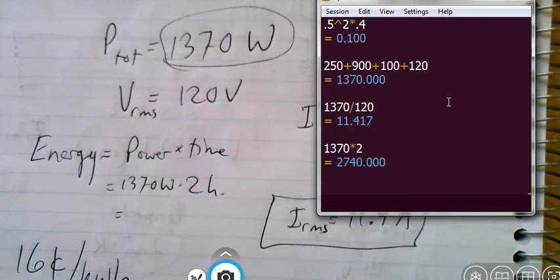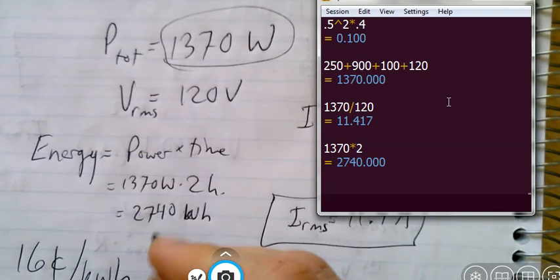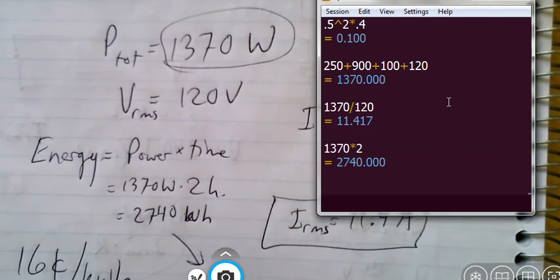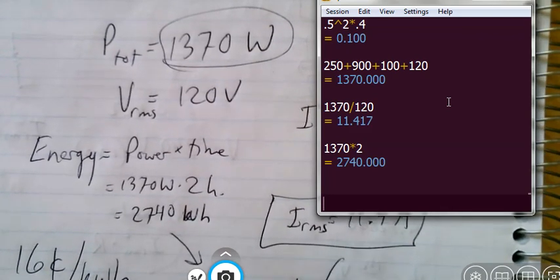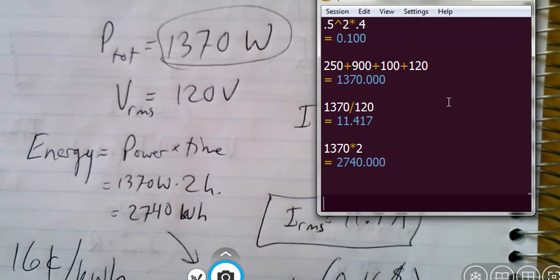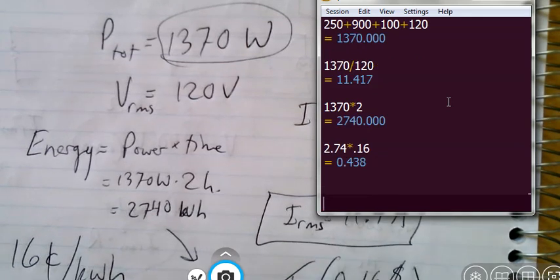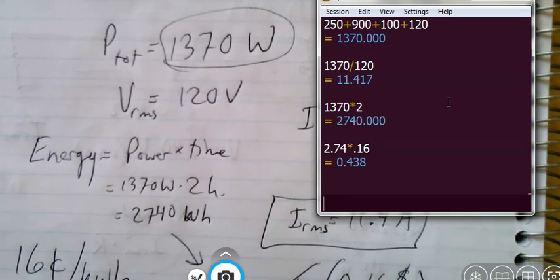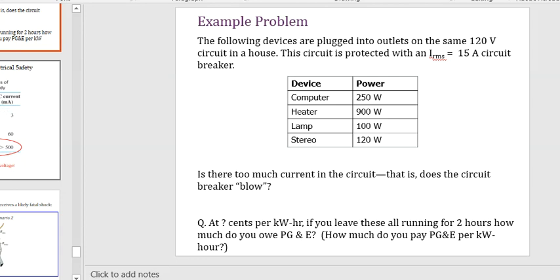1370 times 2, and we'll get 2740 watt-hours, which people also sometimes write as 2.74 kilowatt hours. And so ultimately that's what you pay for, kilowatt hours. And if we multiply this by $0.16 per kWh, then 2.74 times 0.16, we can see that the cost for doing this is going to be $0.438. So basically almost 50 cents to run all those things for 2 hours. So that's kind of an interesting cost analysis.